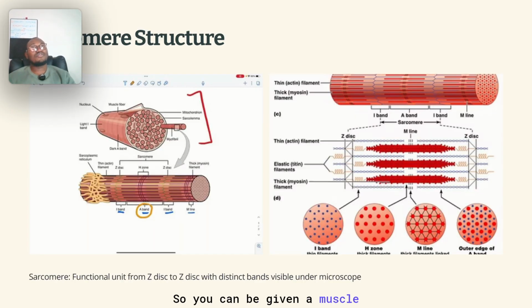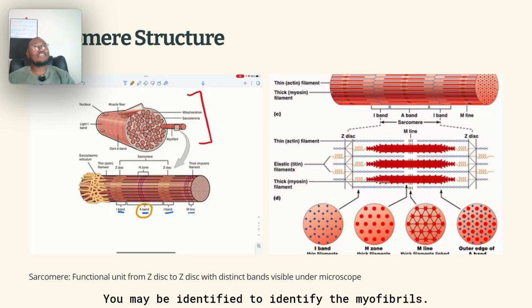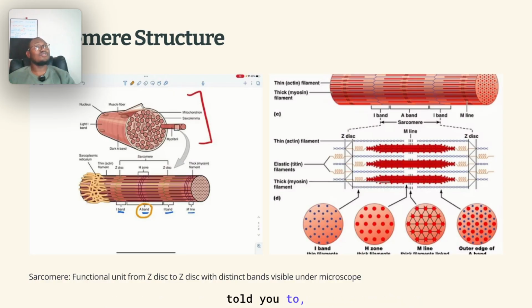So you can be given a muscle fiber like this, and you'll be asked to identify some of the structures. All right? Very important. You may be asked to identify the sarcolemma. You may be asked to identify the triad. All right? You may be asked to identify the myofibrils. Or you may be pointed to some of these points and asked to identify which one is the I band, A band, Z line, H zone. All these things are important for you to study.